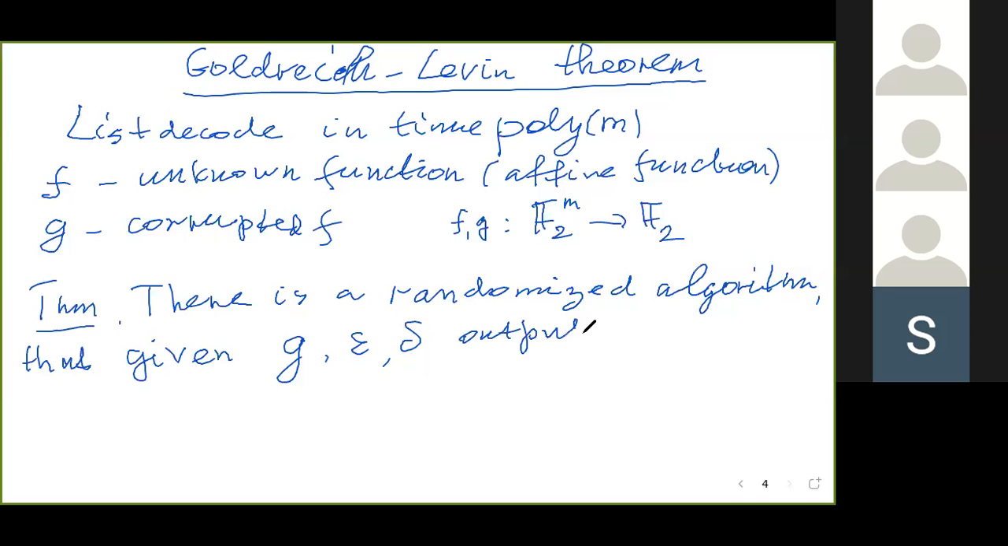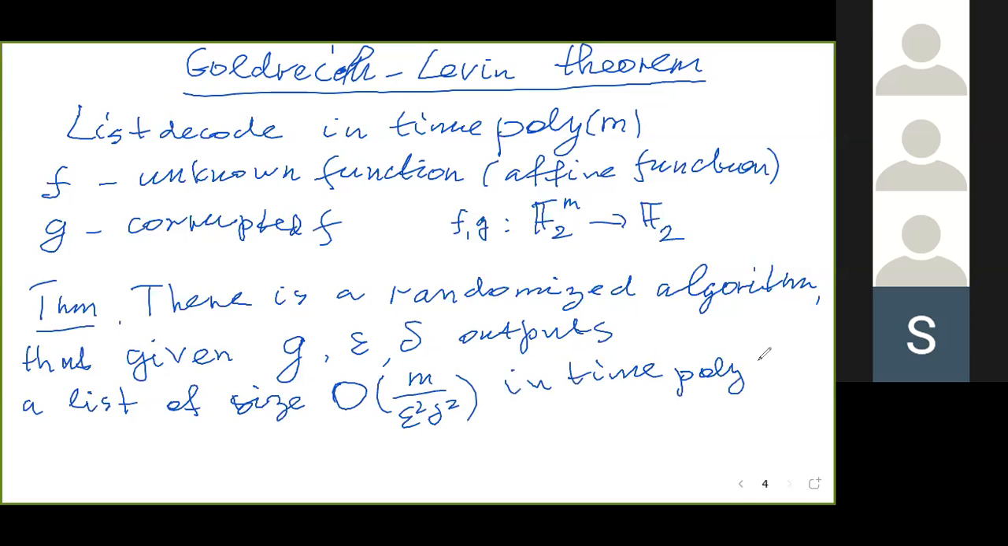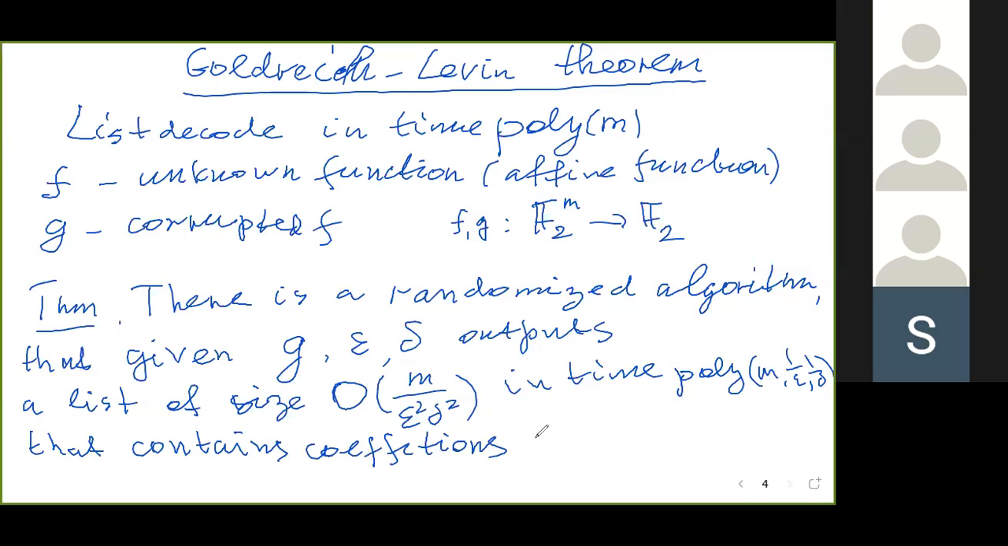outputs a list of size of order m over epsilon squared delta squared, in time which is polynomial also in those parameters, m, 1 over epsilon, 1 over delta, that contains coefficients of f, the unknown f.